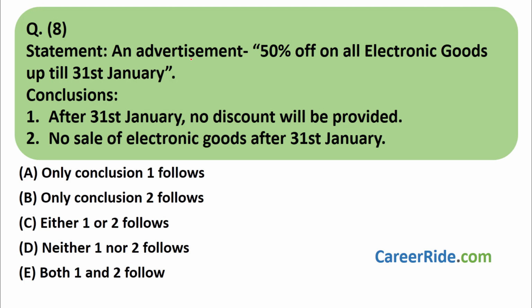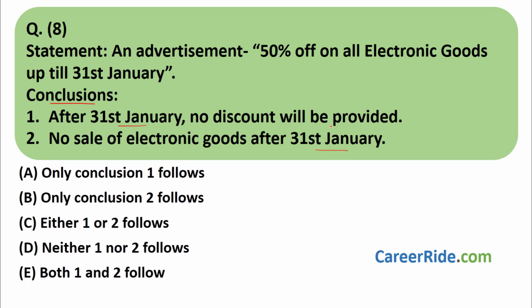Statement and advertisement: 50% off on all electronic goods up till 31st January. Conclusions: After 31st January, no discount will be provided. No sale of electronic goods after 31st January. Take conclusion 1. What is the statement given? 50% off on all electronic goods up till 31st January. Conclusion 1 says after 31st Jan, no discount will be provided.